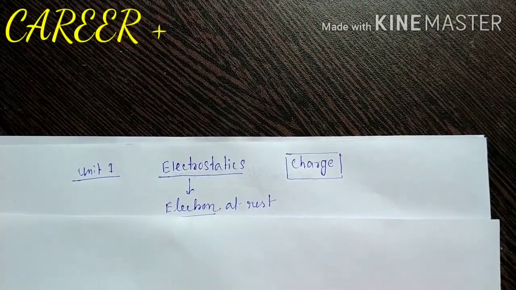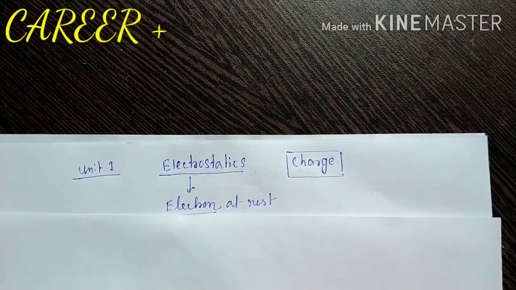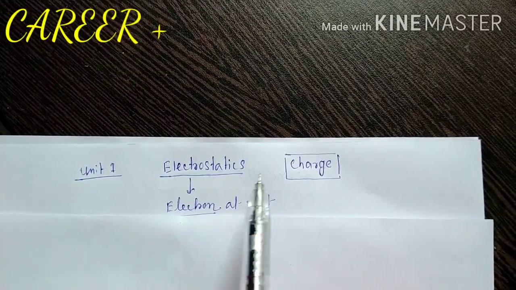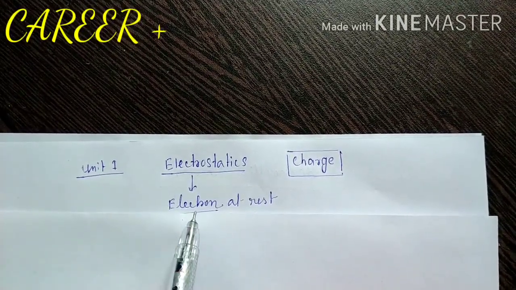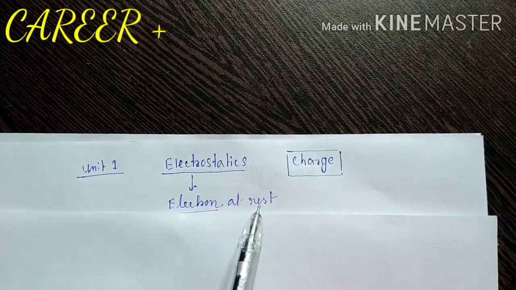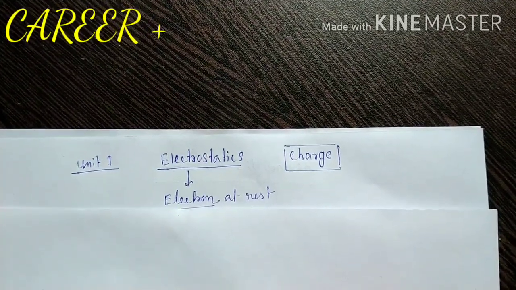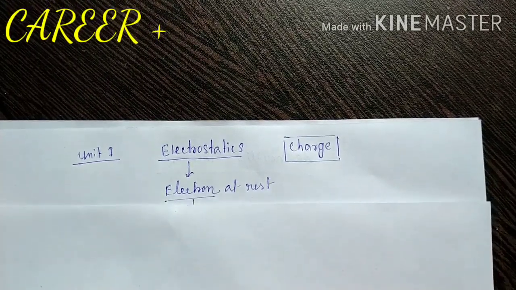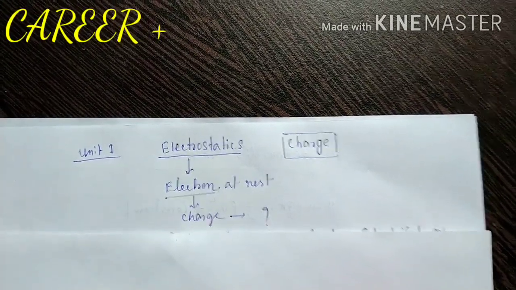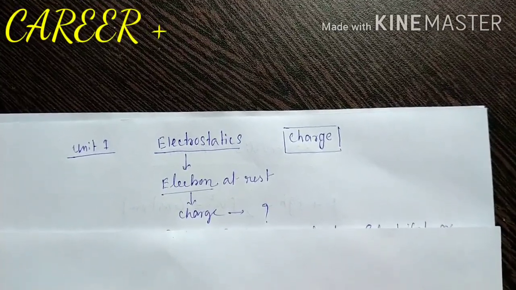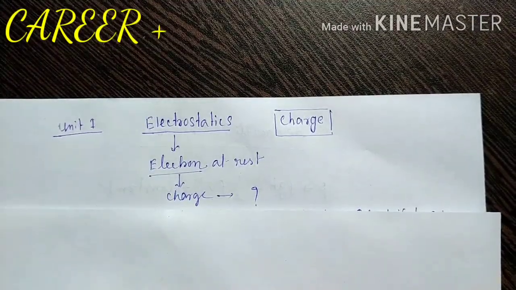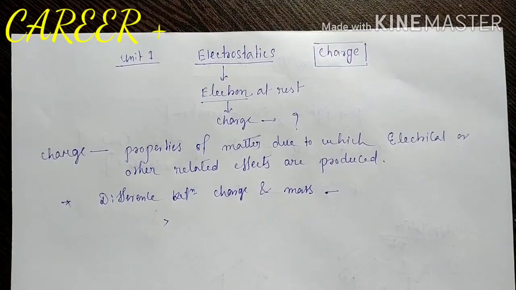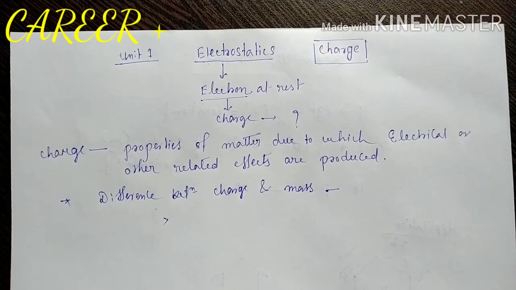In Unit 1, we are going to study electrostatics. Its name is sufficient to understand: electro from electron, and statics means at rest. And again, we can say electron is one kind of charge. So throughout the unit we are going to study various characteristics and properties of charge which is at rest. Now the question arises, what is charge?